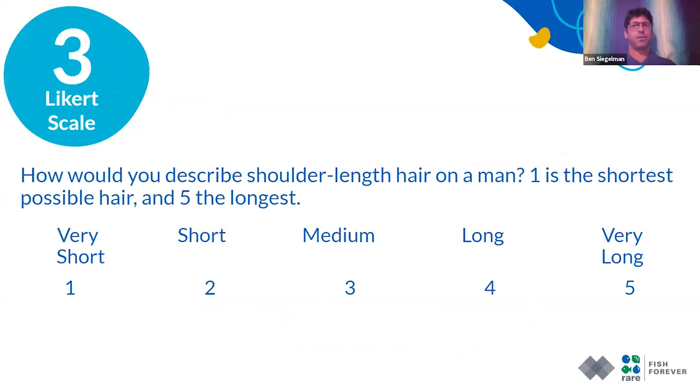I like this example a lot better. How would you describe shoulder length hair on a man? And then I define the scale. 1 is shortest, 5 is longest, just to make sure it's clear. And then I just define every step of the scale. Here, I'm really asking about a perception. I'm giving someone an image of a person and asking them to describe that person. And that, I think, is much more useful for a Likert scale question.